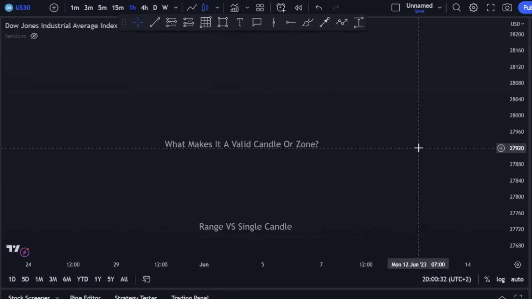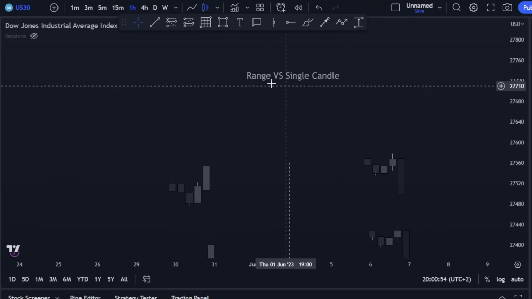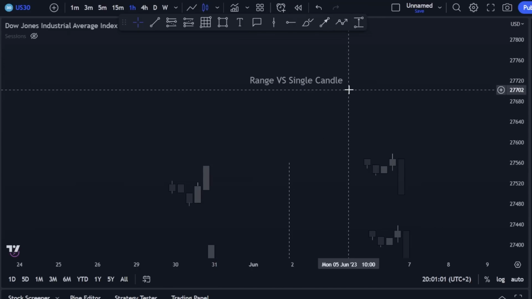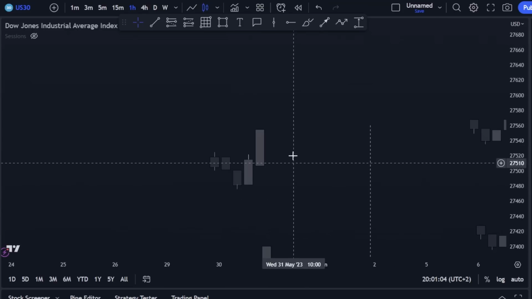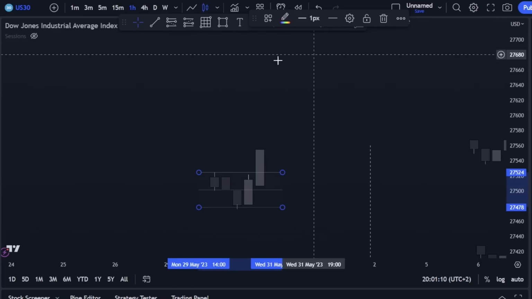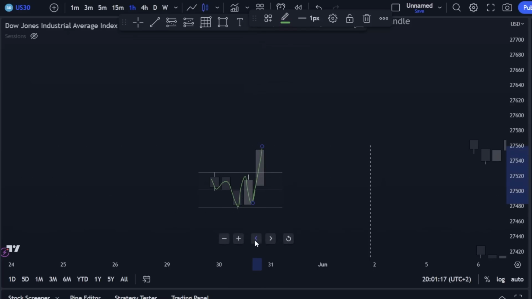Right. So, what makes it a valid candle or zone to trade from? I've spoken about how we want a bearish candle to trade off of for a demand zone, but there's different ways. And then obviously for a supply zone, we're looking for a bullish candle followed by that big move. So, here are some examples. Again, we've got the range, like I spoke about earlier, versus single candles. So the range, we would of course be looking for the range, which will be right here. This is the range. Price is just literally messing around here. And then we've got the big move.